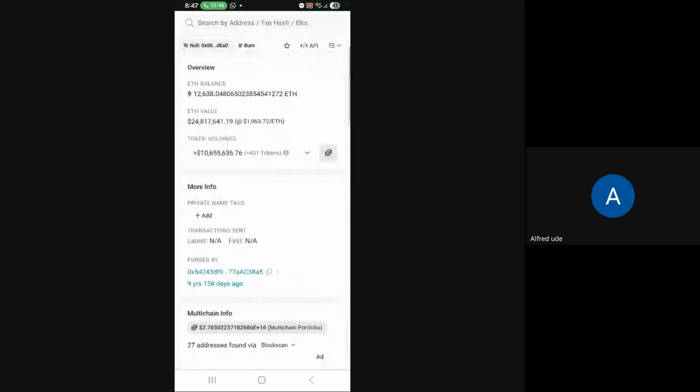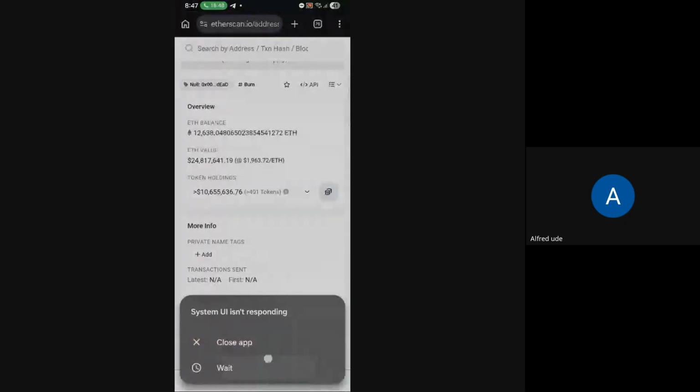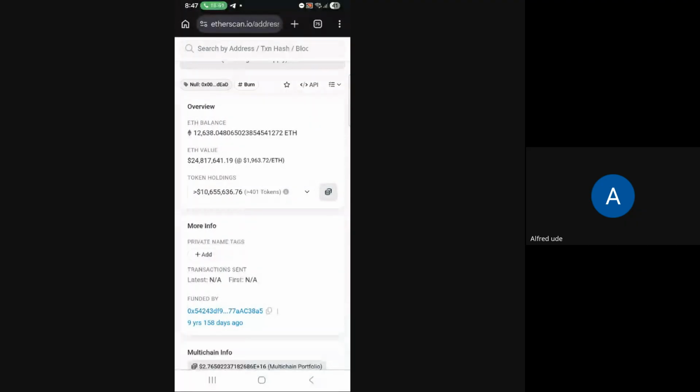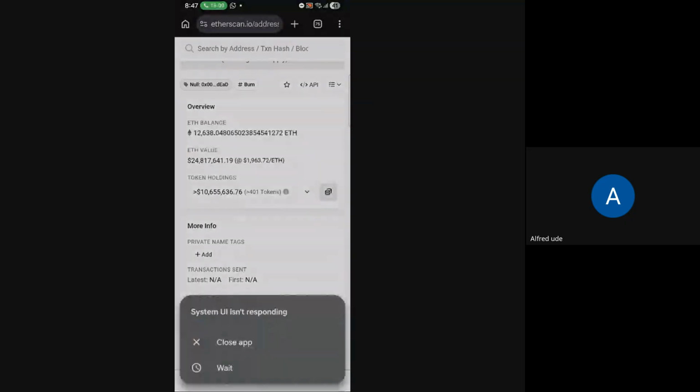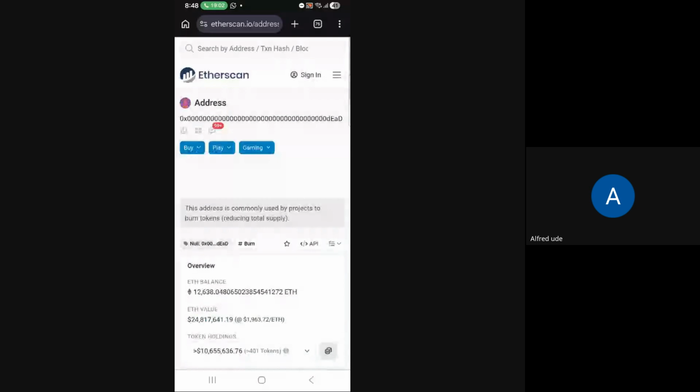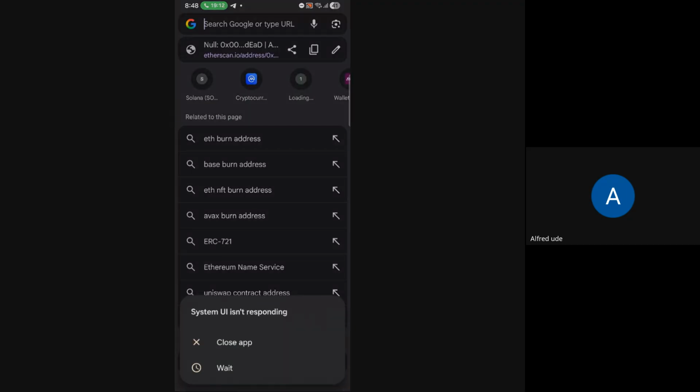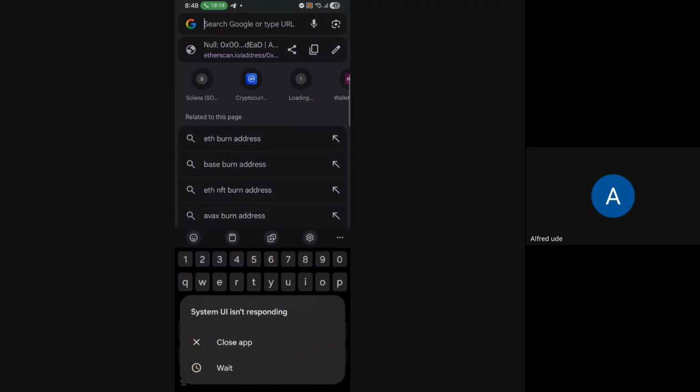Now somebody will be like, can't this wallet be hacked? And people have access to the tokens? No, this is a dead address. Now, this particular one can also be used for Ethereum tokens or any tokens using the EVM chain.